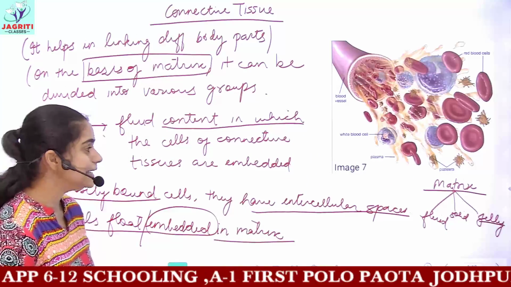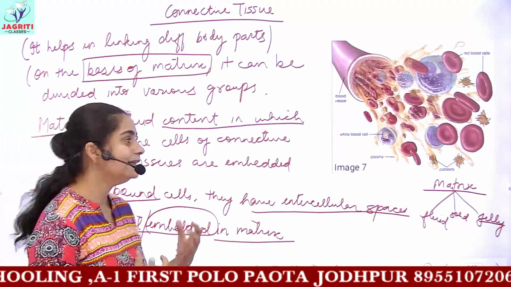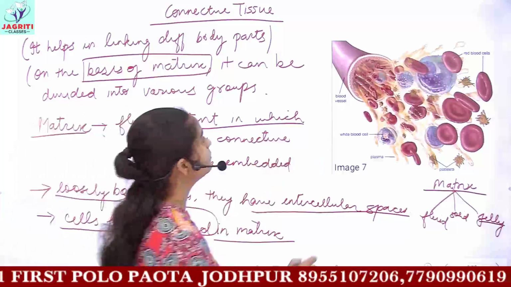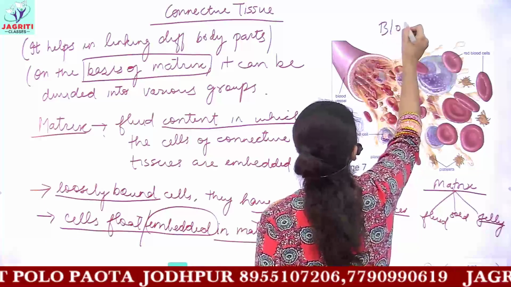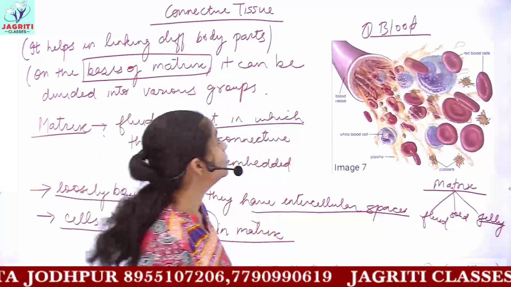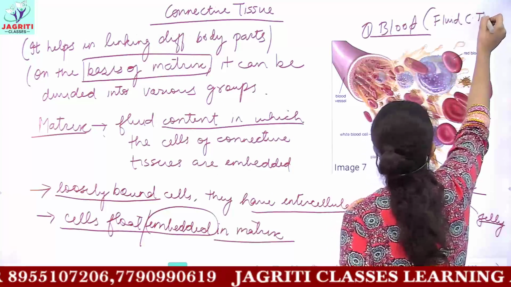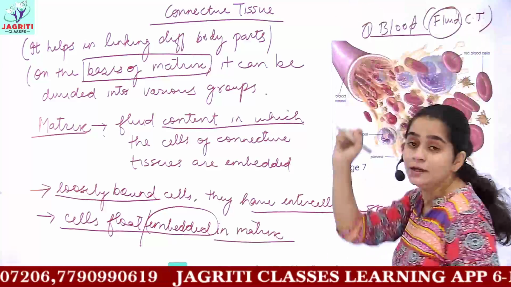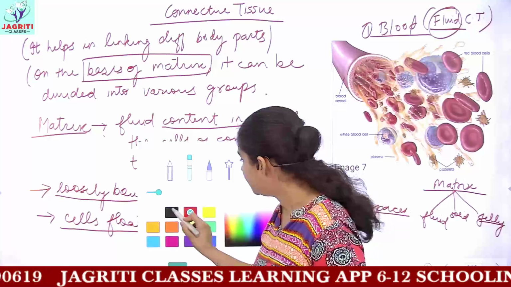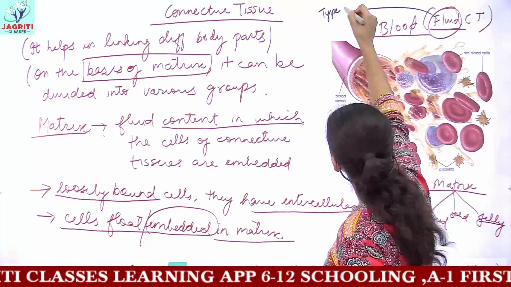So now we'll see which kind of matrix is present in these different connective tissues. This diagram is of blood. This is your first connective tissue, that is blood. And as you all know, blood is a fluid connective tissue. Why is it called fluid? Because the blood contains a fluid matrix. The word fluid here refers to the type of matrix present in blood.